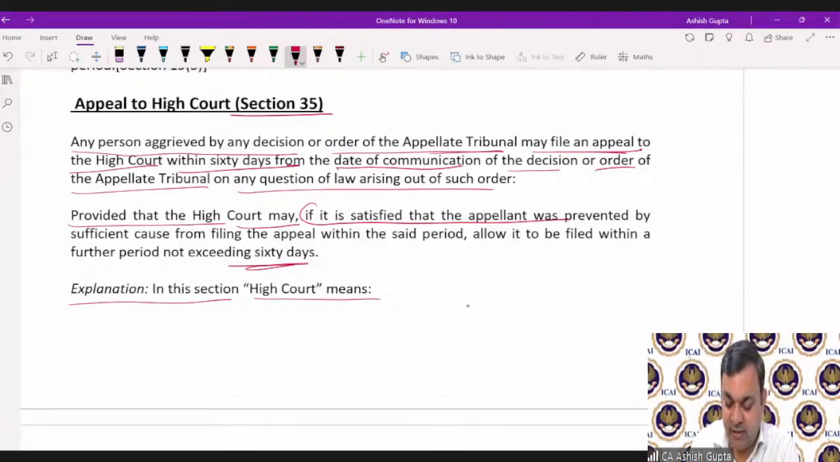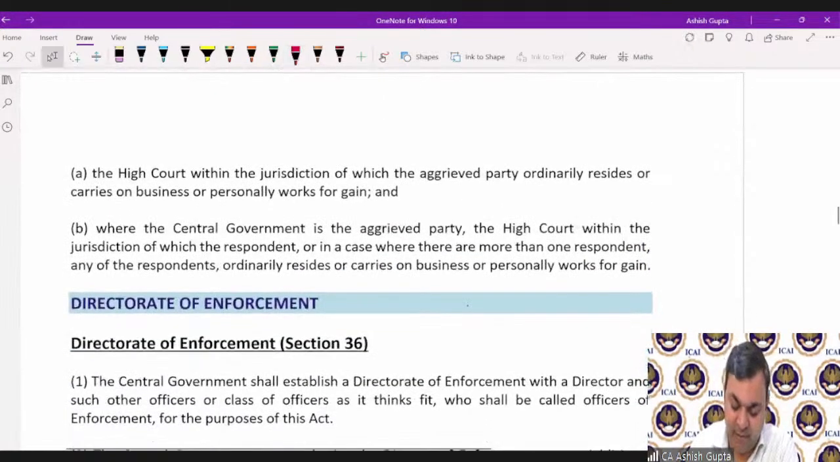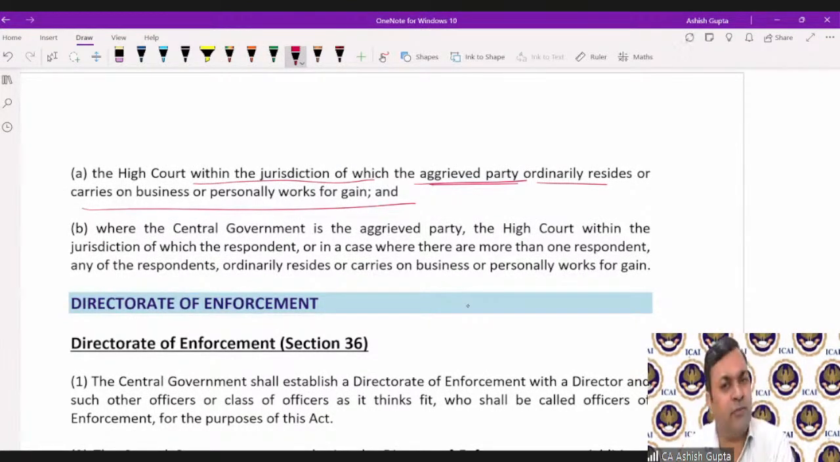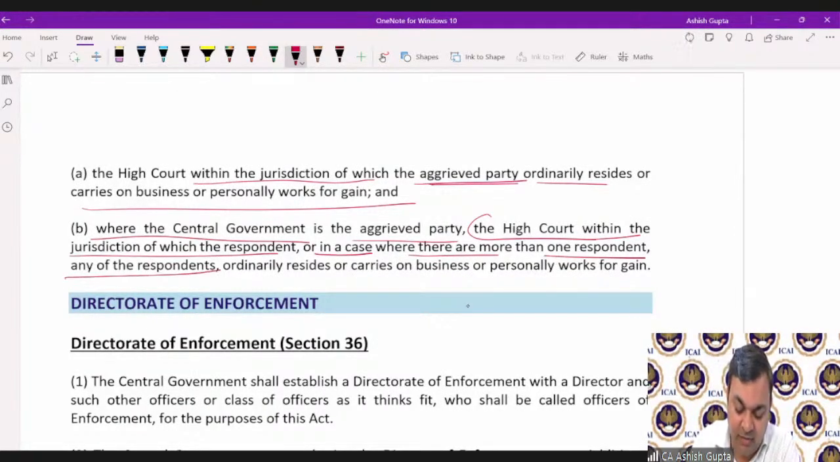Explanation: in this section, High Court means the High Court within the jurisdiction of which the aggrieved party ordinarily resides or carries on business, profession, or works for gain, meaning they are holding their business. And where the central government is the aggrieved party, the High Court within the jurisdiction of which the respondent, or in a case where there is more than one respondent, any of the respondents ordinarily resides or carries on business or personally works for gain, right?